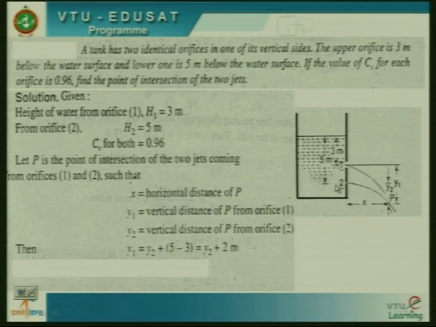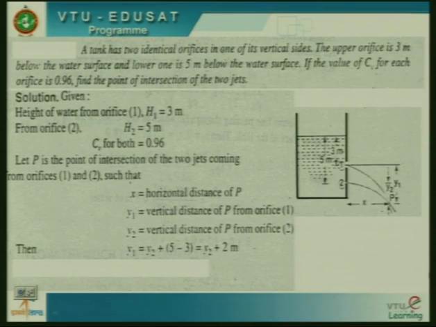Now, let us start with the data given in the problem. Height of water from the orifice. I am talking about the first one, orifice 1. Corresponding to this orifice 1, the value of this depth of water is 3 meter. Now for orifice 2, my capital H2 is equal to 5 meter. Now CV for both the orifices is 0.96, given in the problem. This is the data given in the problem.